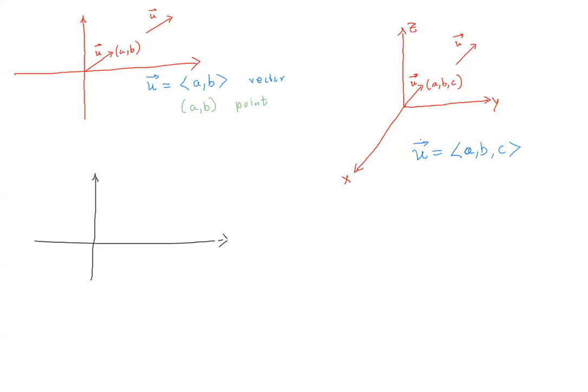If you have a vector u that originates at A1, B1, and terminates at A2, B2, then it turns out that in order to find its coordinates, you just subtract the coordinates of the point of origin from the coordinates of the terminal point. So you have A2 minus A1, comma B2 minus B1. And the same thing in 3 dimensions.